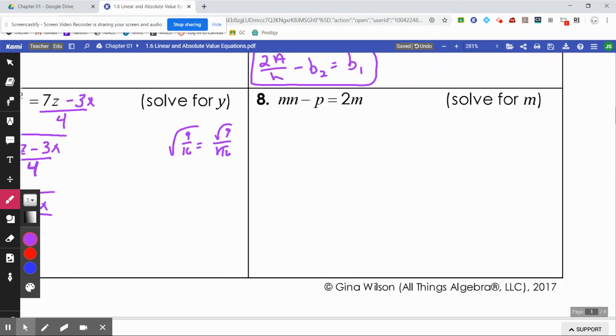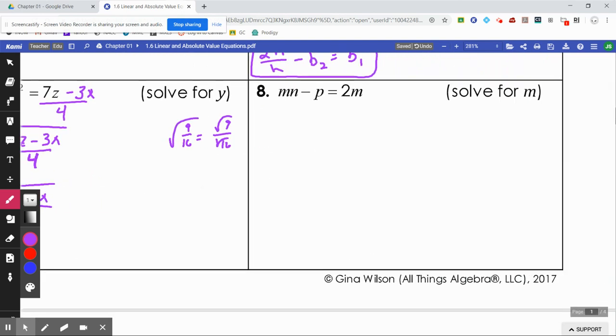Number 8, we're trying to get m by itself. The problem is there are two different m's. Anytime you have a lot of the same variable, here are your steps. Always get them together. So we're going to take our m in, and over there with it, I'm going to move this 2m, so minus 2m. If it doesn't have an m, move it to the other side, equals p.